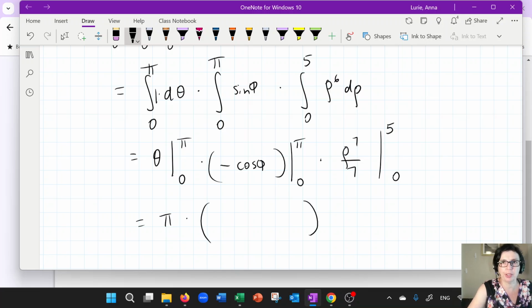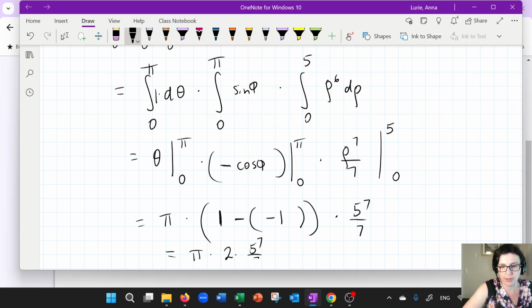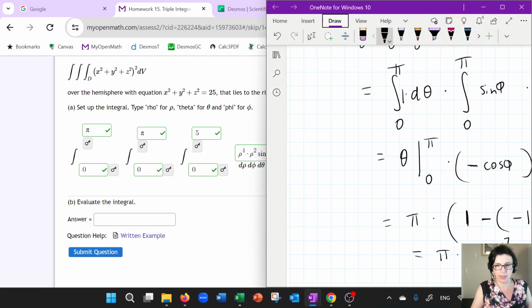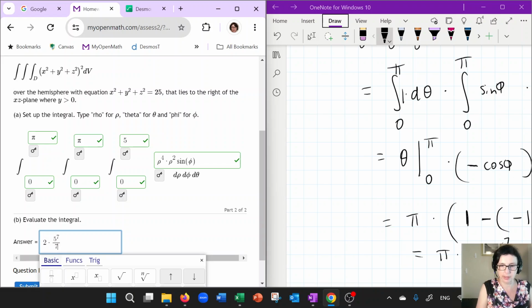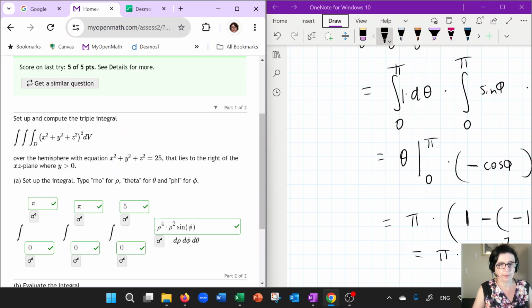Now be very careful here, because sometimes people think that this is going to be 0 and it's not. If I substitute pi, cosine pi is negative 1, but then there is another negative, so this is really going to be 1. Subtract, now substitute 0. What happens when I substitute 0? Cosine 0 is 1, and then there is a negative, so this will be negative 1. And then over here, this is just 5 to the 7 divided by 7. So I get pi times 1 plus 1 is 2, and then 5 to the 7 divided by 7. So let's see if we can put that answer here. And that becomes 2 multiplied by 5 to the power 7 divided by 7 and pi.